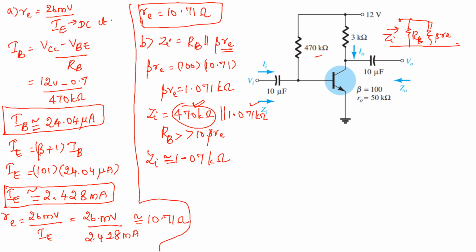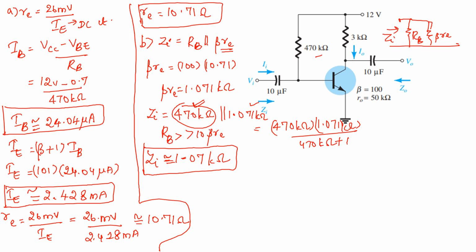So why do you neglect this higher value? Because it is a parallel combination. That's the reason. If you're not clear with this, you can just do the calculation: 470 kilo ohm into 1.071 kilo ohm divided by 470 kilo ohm plus 1.071 kilo ohm. If you solve this also, you will approximately get the input impedance to be 1.07 kilo ohm. Okay, so for the exam you can write it directly because you can save the time.